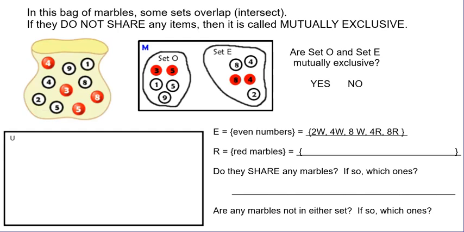All right, last one. In this bag of marbles, some sets overlap, intersect. If they do not share any items, then it's called mutually exclusive. We already talked about that. So let's look at this. Are set O and set E mutually exclusive? Is there any overlap? Well, do you see anything in both bags? Yes, they are, because there's no overlap there.